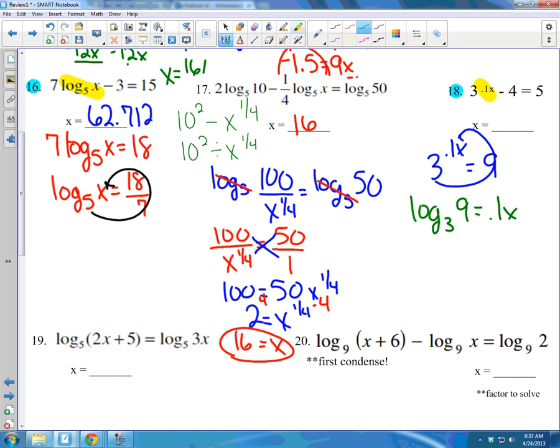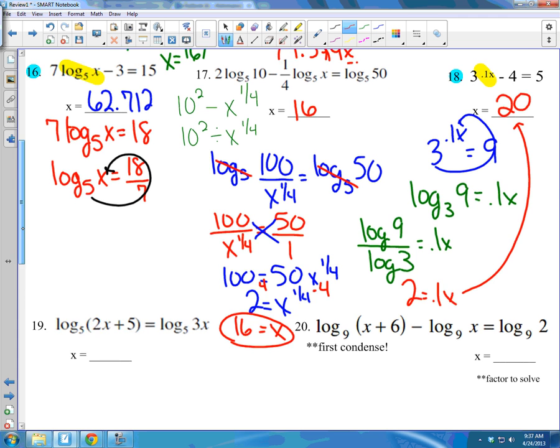Some of you can type that into your calculator. If you can't, remember, in the change of base formula, it's just log 9 over log 3. That log 9 over log 3, or if you're able to type it in directly, that is worth 2. And now to get x by itself, I'll just divide by the 0.1. So when you're done, x is 20.